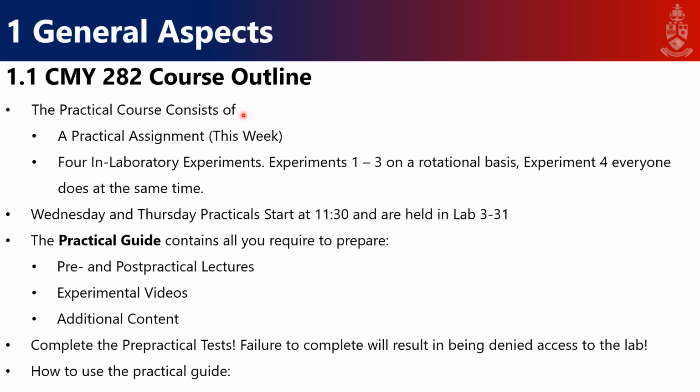How the practical course works is we start with a practical assignment, which is your first week. Then it's followed by 4 laboratory experiments, where experiments 1 to 3 are done on a rotational basis. You need to look at the rotational roster available in the prac guide to see exactly which the dates are, which your group does, and then experiment 4 everyone will do at the same time. You will also know that your Wednesday and Thursday practicals start at 11:30, and are done in lab 331.